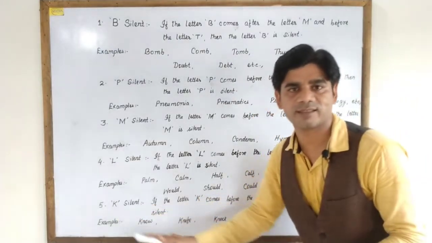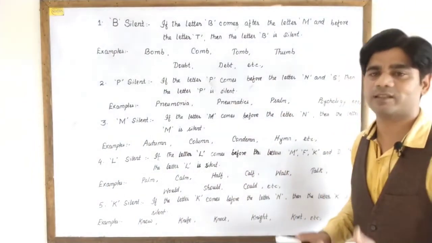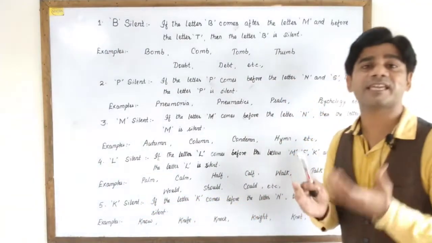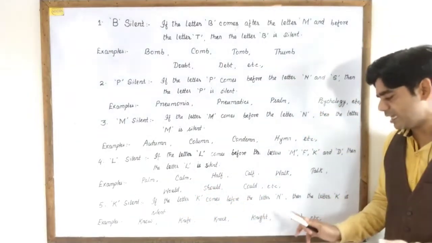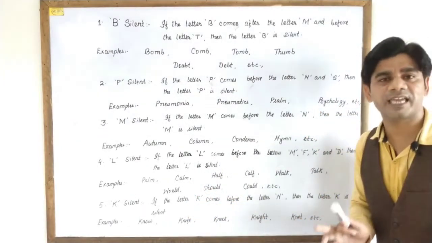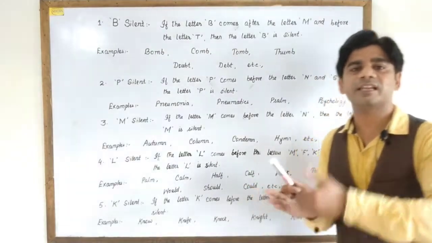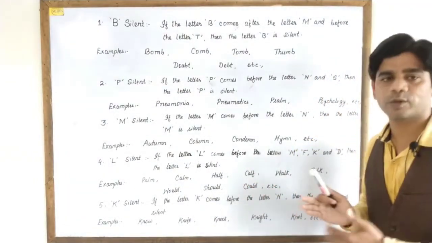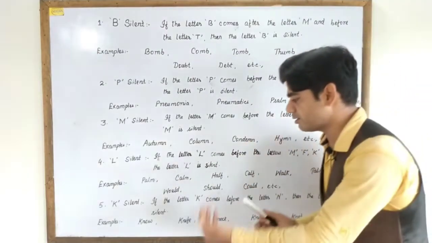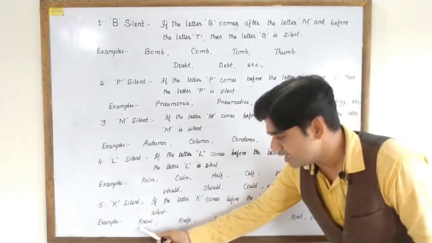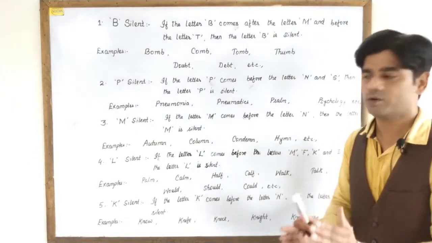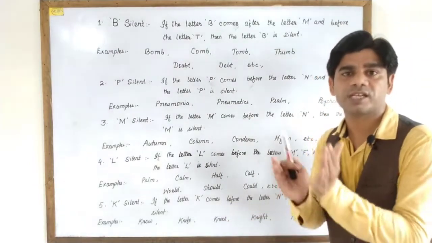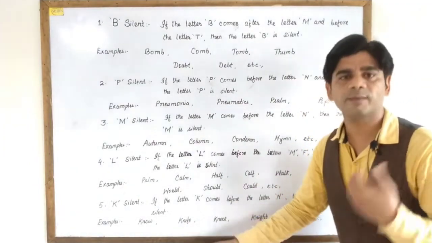Now we are moving to the next silent letter, K silent. When does the letter K become silent? If the letter K comes before the letter N, then the letter K becomes silent. So we will understand this with some examples. KNOW. We will pronounce it no, not kano. It's no. Now the next example we have is what?